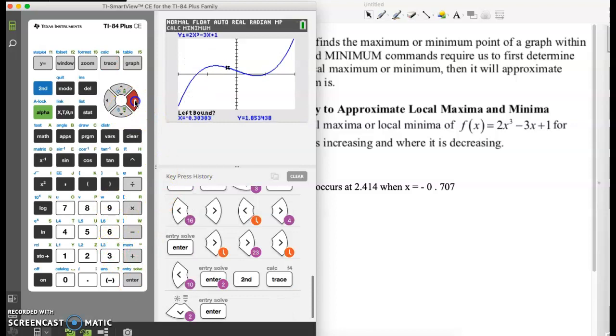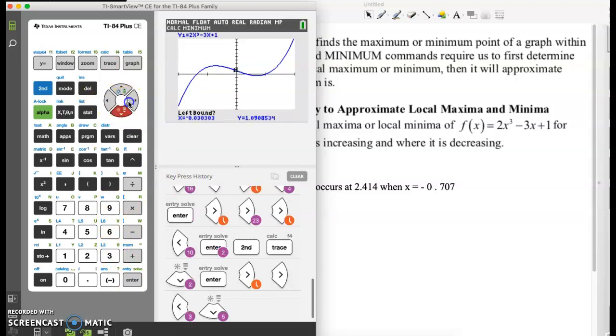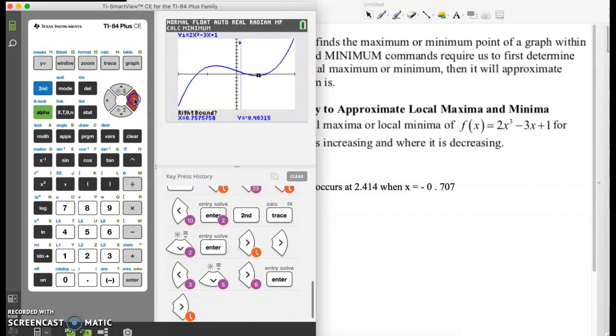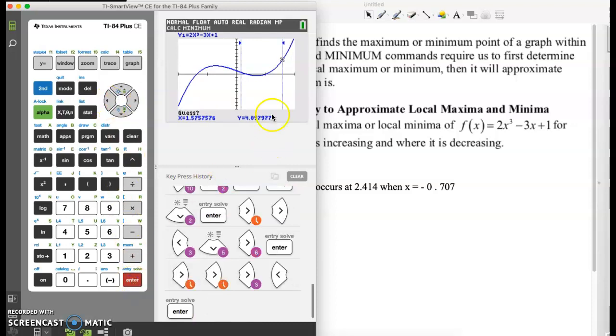Go to the right over here. Somewhere around here. This could be my left bound, just somewhere in this location. Okay, push enter. I'll do it right here. Push enter. And then now I want to go to the right bound. So I know that my minimum occurs somewhere here, but go somewhere to the right of it. I'm pretty safe right here. It doesn't really matter. Okay, so I just push enter. So I'm saying, let's find the minimum within this interval of these two dotted lines. Push enter. And there we go.